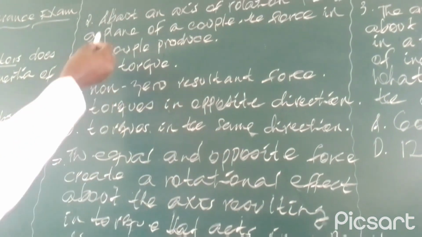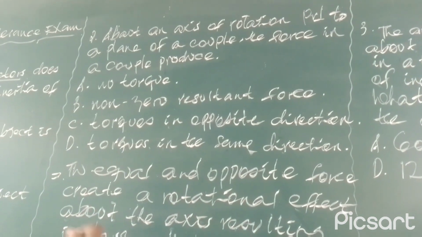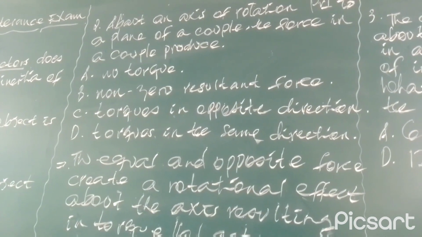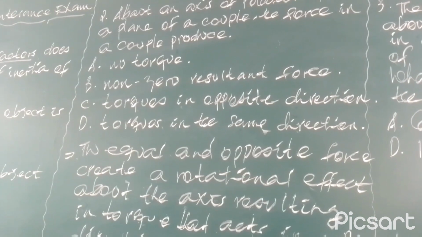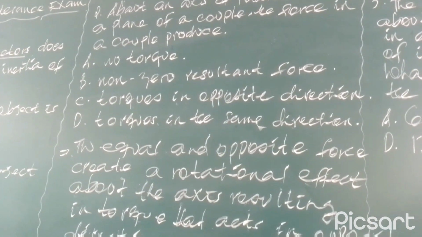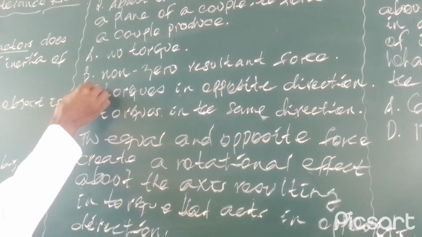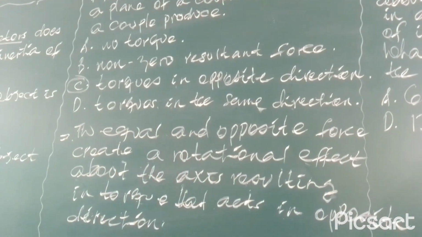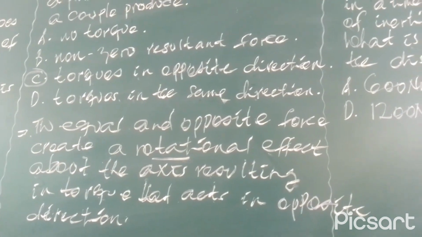When we come to the given question, it says: about an axis of rotation perpendicular to the plane of the couple, the force in the couple produces choice A, no torque; choice B, non-zero resultant forces; choice C, torque in opposite direction; choice D, torque in the same direction. From the given, choice C is correct: equal and opposite forces create rotational effects.